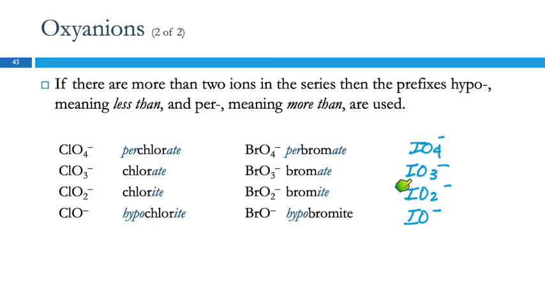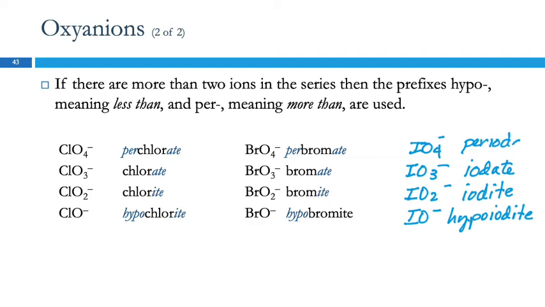So what's the name of this one, IO3-? Iodate. So it's from iodine, that's iodate. One less oxygen, that's the light version: iodite. One less oxygen, now we're below that, hypo, like a hypodermic needle goes below your dermis, below your skin. Hypoiodite. And this one has an extra oxygen, right? So we leave off the hyper part, but per, from hyper: periodate. So if you can remember that per means more, ite is the light version, and hypo means less than that, and you just memorize chlorate, you can do all of these.